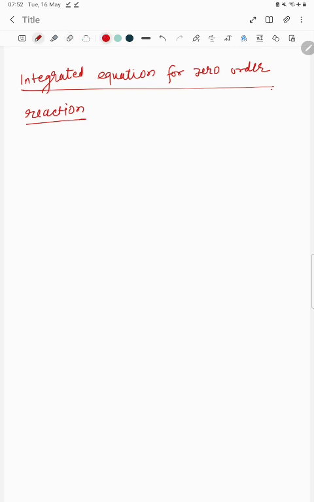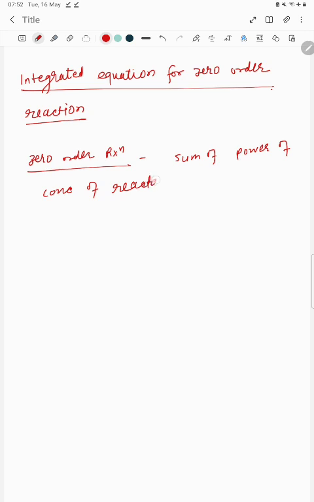So dear students, what is a zero order reaction? Whenever you talk about zero order reaction, the sum of the powers of the concentration of reactant in the rate law is 0. That is what, students, it is experimental.